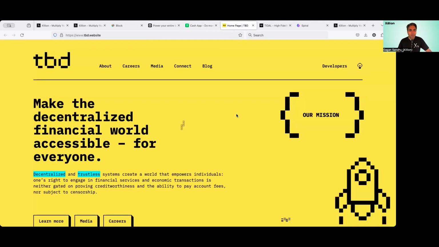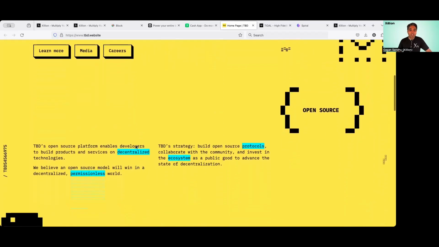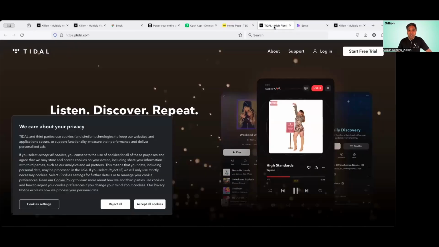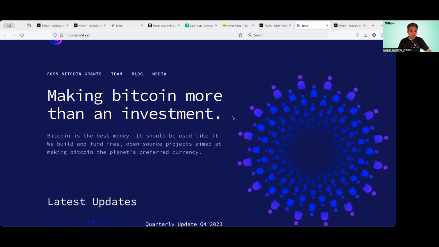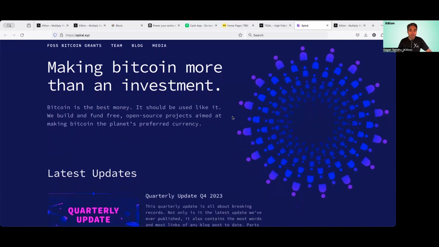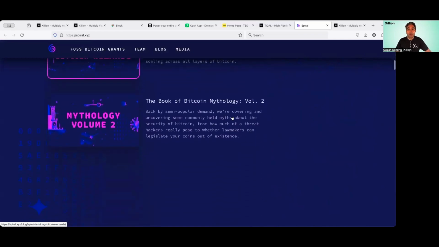Then there is TBD. This is Square's attempt at building a decentralized world. Really not revenue generating, but more like a vibe shifting, industry shifting initiative. Tidal is the music service. We'll talk about this, what it means. And Spiral, it seems, is the Bitcoin focus. We will also talk about this a little bit more.